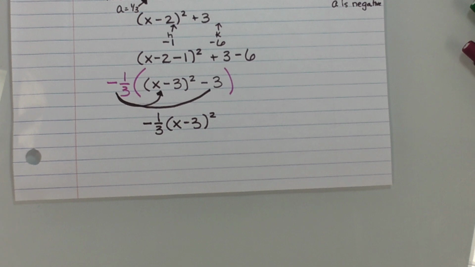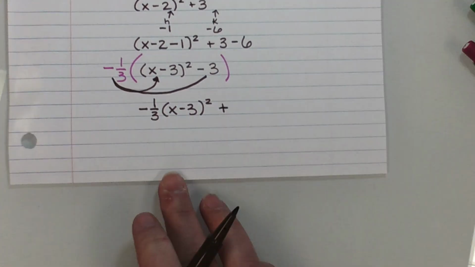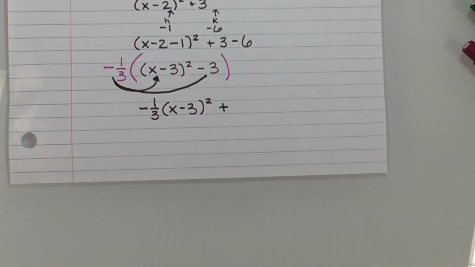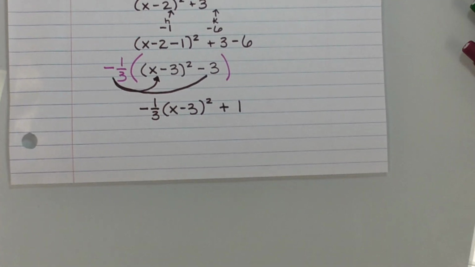Negative 1/3 times a negative 3. First off, negative times a negative, that part you should know without the calculator: positive. 1/3 times 3 is 1. If you don't know how to multiply fractions, you change them both into fractions, you put that over 1, you multiply straight across the top. 3 over 3, 1.